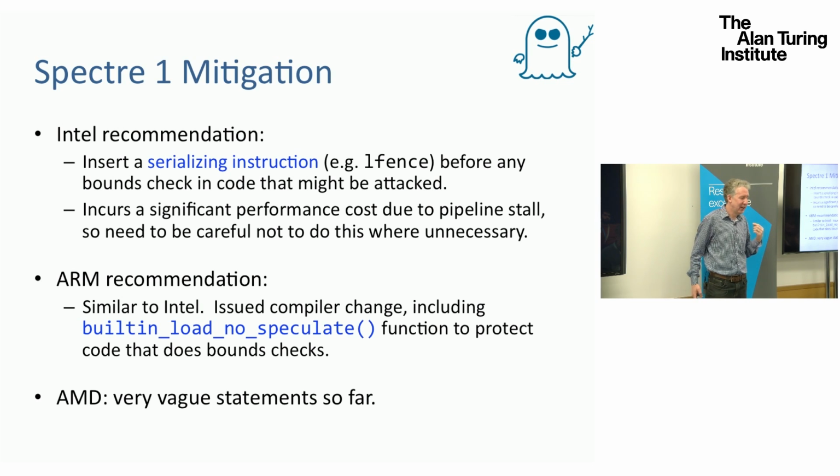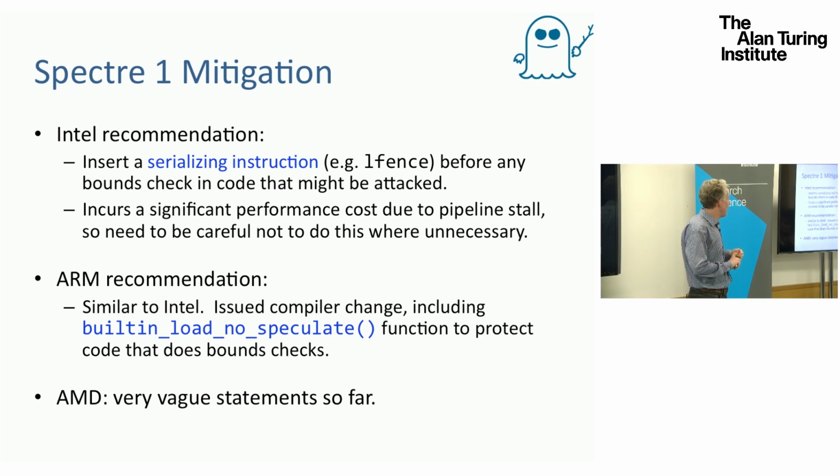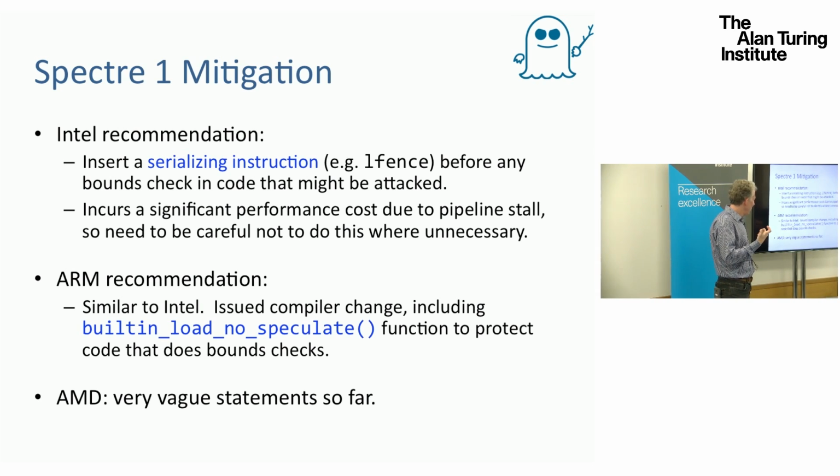This is difficult. Intel's recommendation is you put what they call a serializing instruction, an instruction like lfence, before any bounds check. So you have to go and read all of your code, figure out any possible bounds check that might be security important, and put an lfence before it. So not only does this give a performance hit every time you do that, you've got to be really careful to put lfence every place you need it. Otherwise, this is easily bypassed.